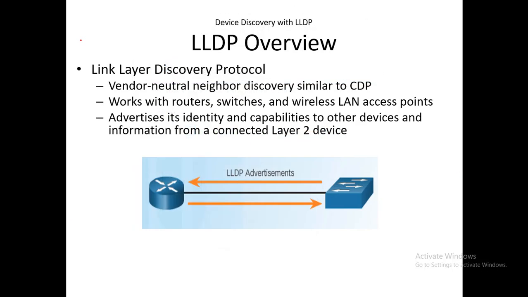Now let's talk about another protocol, that is LLDP. LLDP is basically the link layer discovery protocol. It is a vendor neutral neighboring discovery protocol, similar to CDP. It works with routers, switches, and wireless LAN access points. It also advertises its identity and capabilities to other devices and receives information from the connected layer 2 device. So it is basically similar to CDP, but unlike CDP, this is a vendor neutral neighboring discovery protocol.